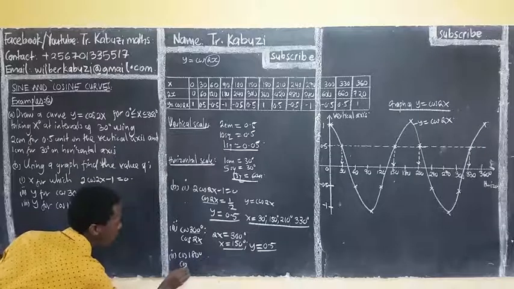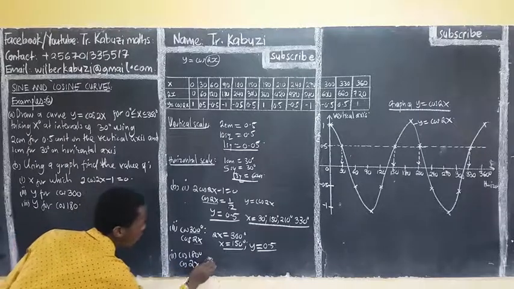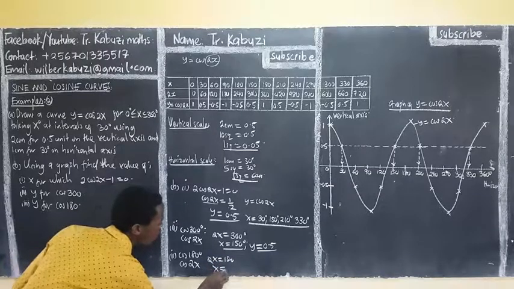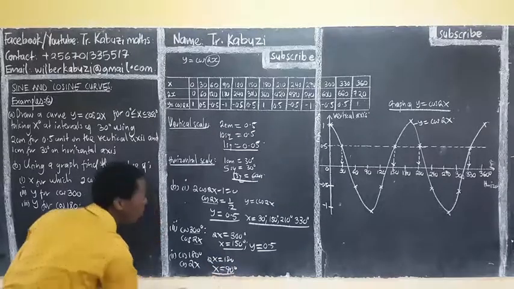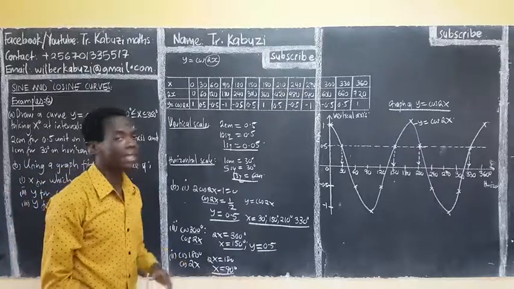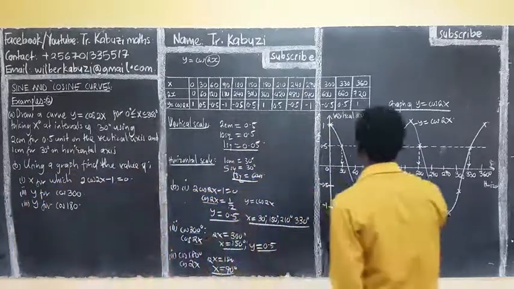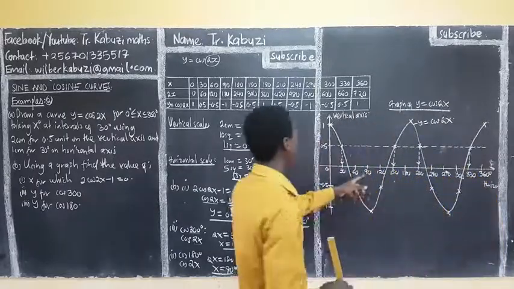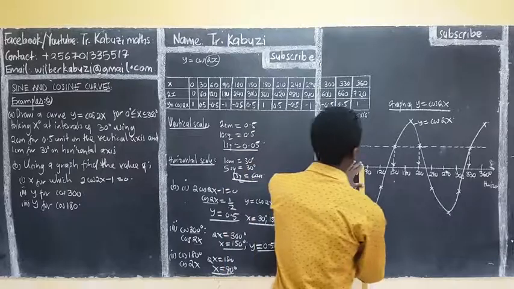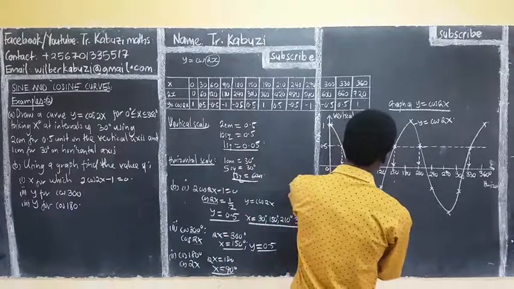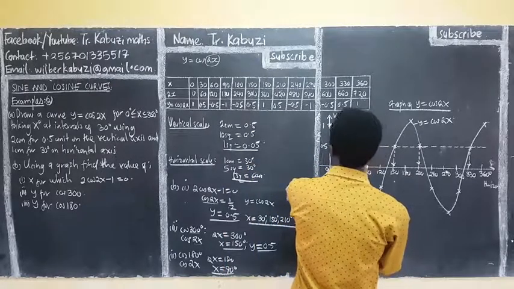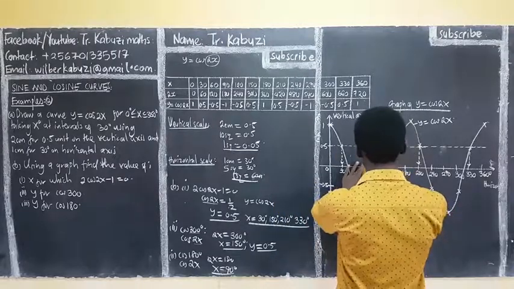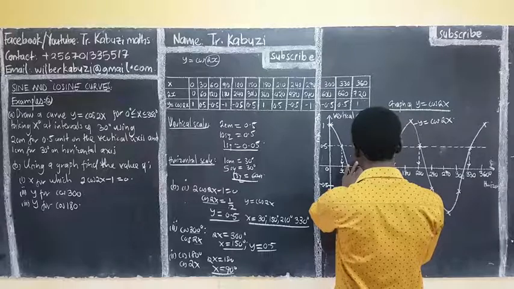If I compare with my cos2x, my 2x will be 180. So from here, my x will be 90 degrees. So I go on and read when x is 90 degrees. When x is 90 degrees, this is going to be the value. I'm reading when it touches this curve. So I draw my line downwards there, like that. If I draw it, it's going to touch my curve there.